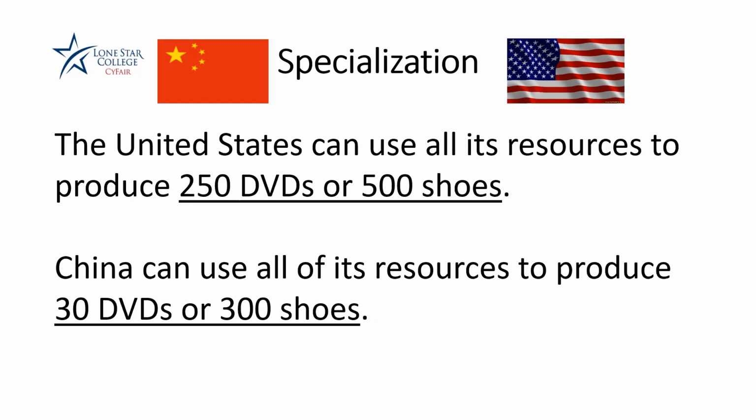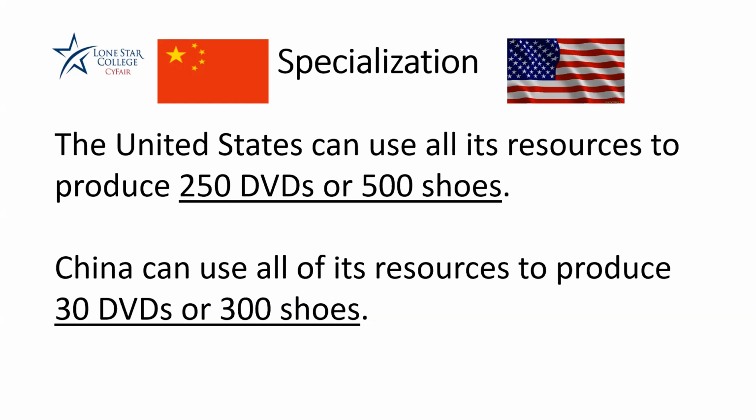But if you look at comparative advantage, it's not really as easy as it looks. If you just look at these numbers, you can't really tell which country has comparative advantage in, let's say, shoes. If you look at shoes, the United States is producing 500 shoes, but China is producing 300 shoes.